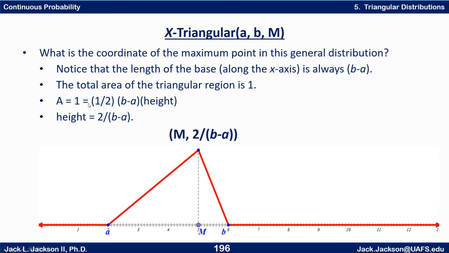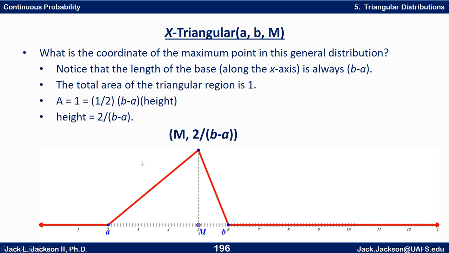The area, which is 1, is 1/2 times b minus a times the height. 1/2 times b minus a is b minus a over 2. Multiplied by its reciprocal times 1 is just 2 over b minus a, and that equals the height. So the height is 2 over b minus a. So the coordinates of that point at the top are m, comma, 2 over b minus a.